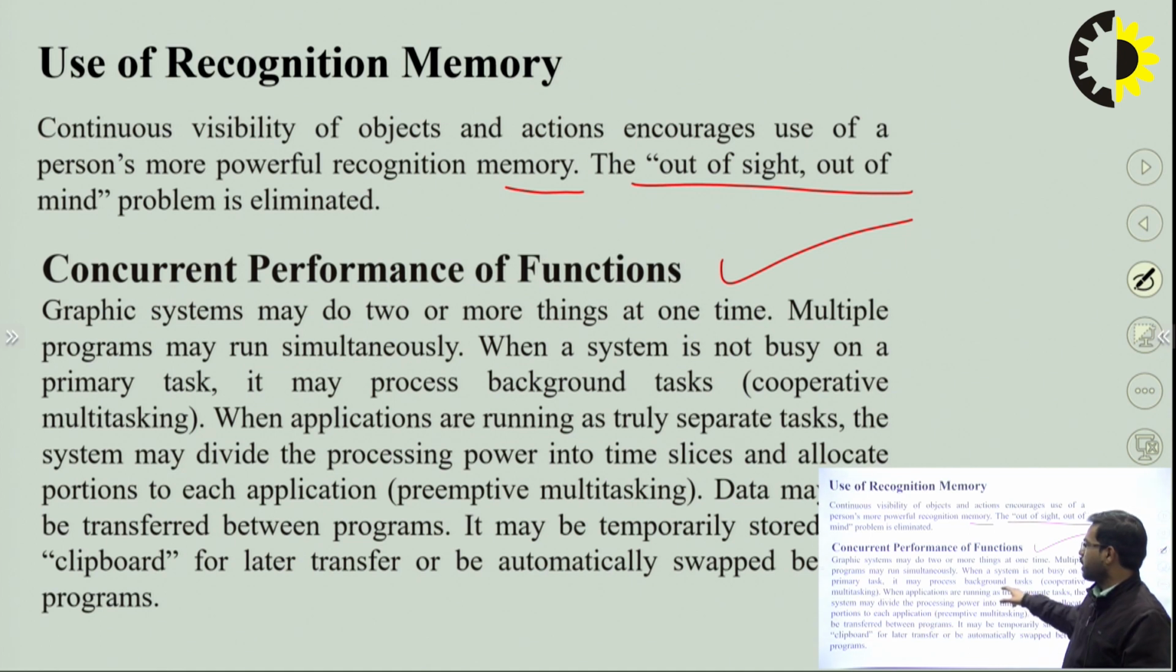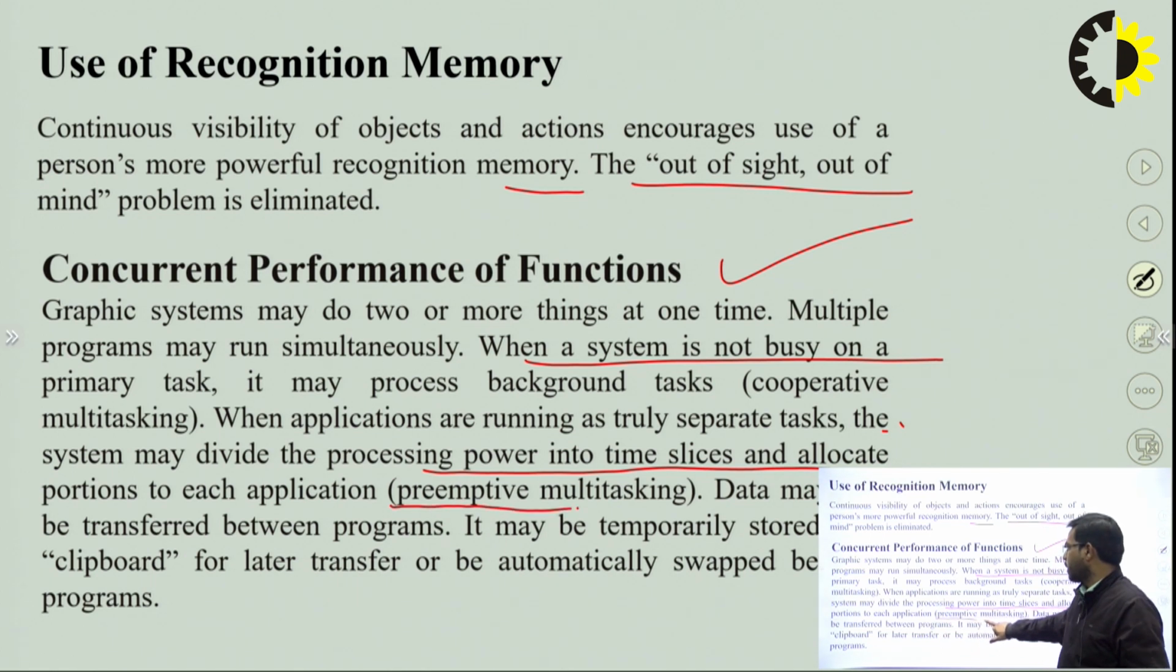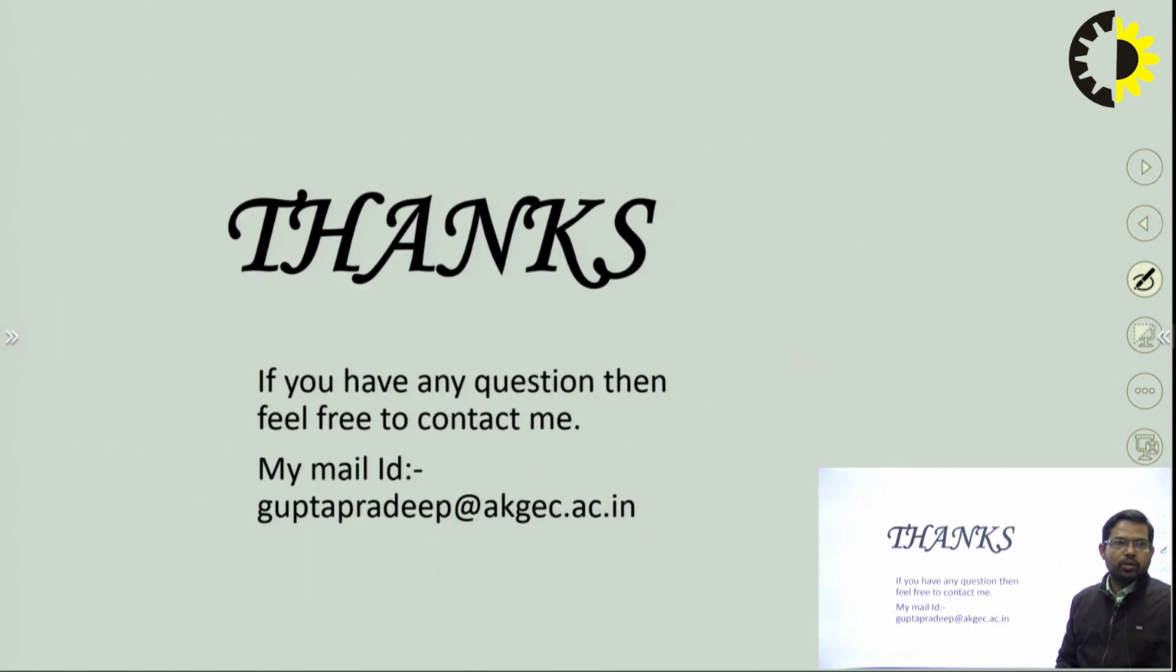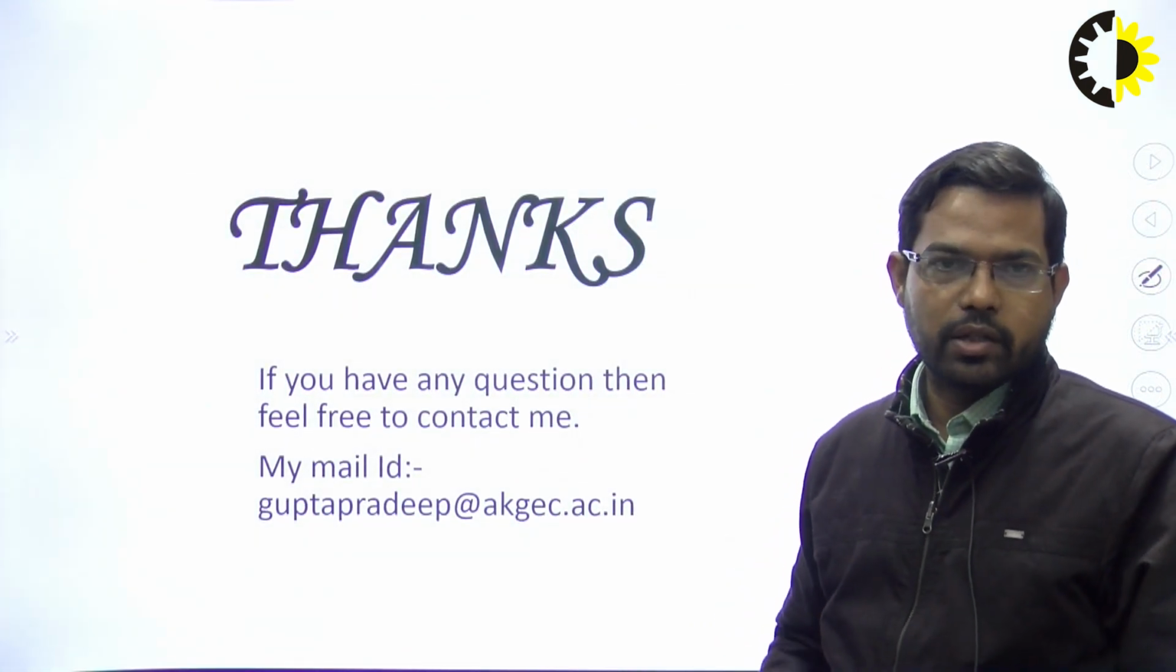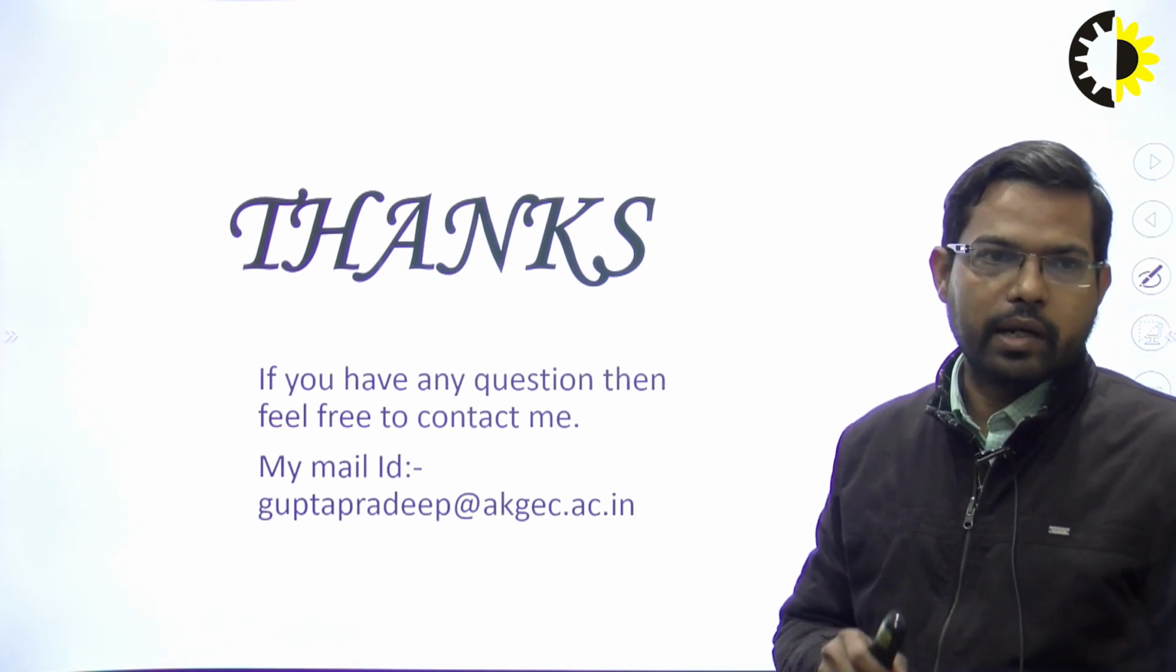So multiple programs may run simultaneously when a system is not busy on a primary task. It may process background tasks, called cooperating multitasking. When applications are running as truly separate tasks, the system may divide the processing power into time slices and allocate a portion to each application, like primitive multitasking. Data may also be transferred between programs, so it may be temporarily stored on a clipboard for later transfer or automatically swapped between the programs. So today we discussed the concurrent characteristic of the GUI and direct manipulation.